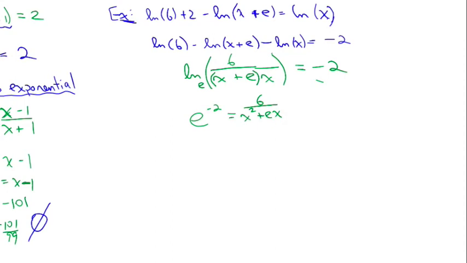Now what? Multiply both sides by the common denominator, which is x squared plus ex. So you get e to the negative 2 times x squared plus ex is equal to 6. I'm curious, what the heck does e to the negative 2 mean?